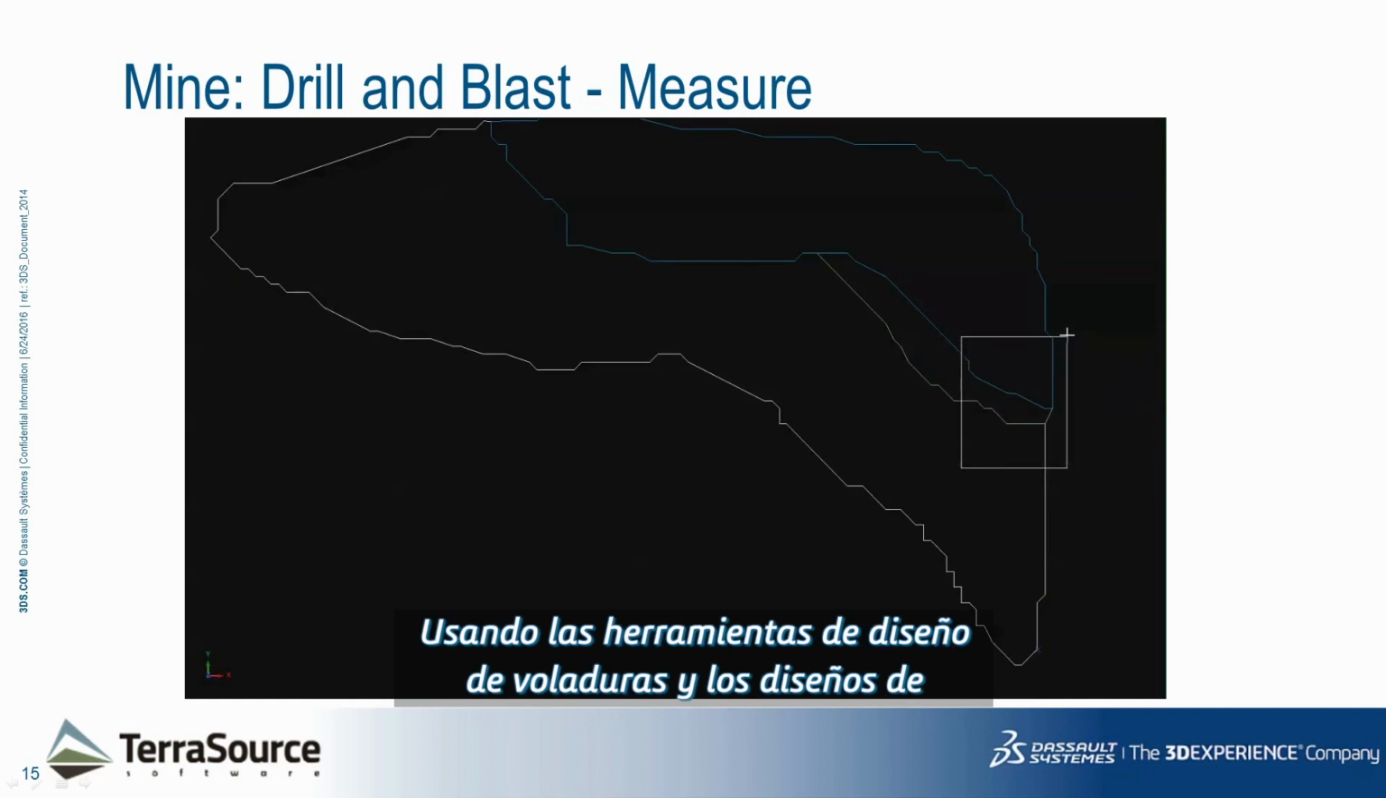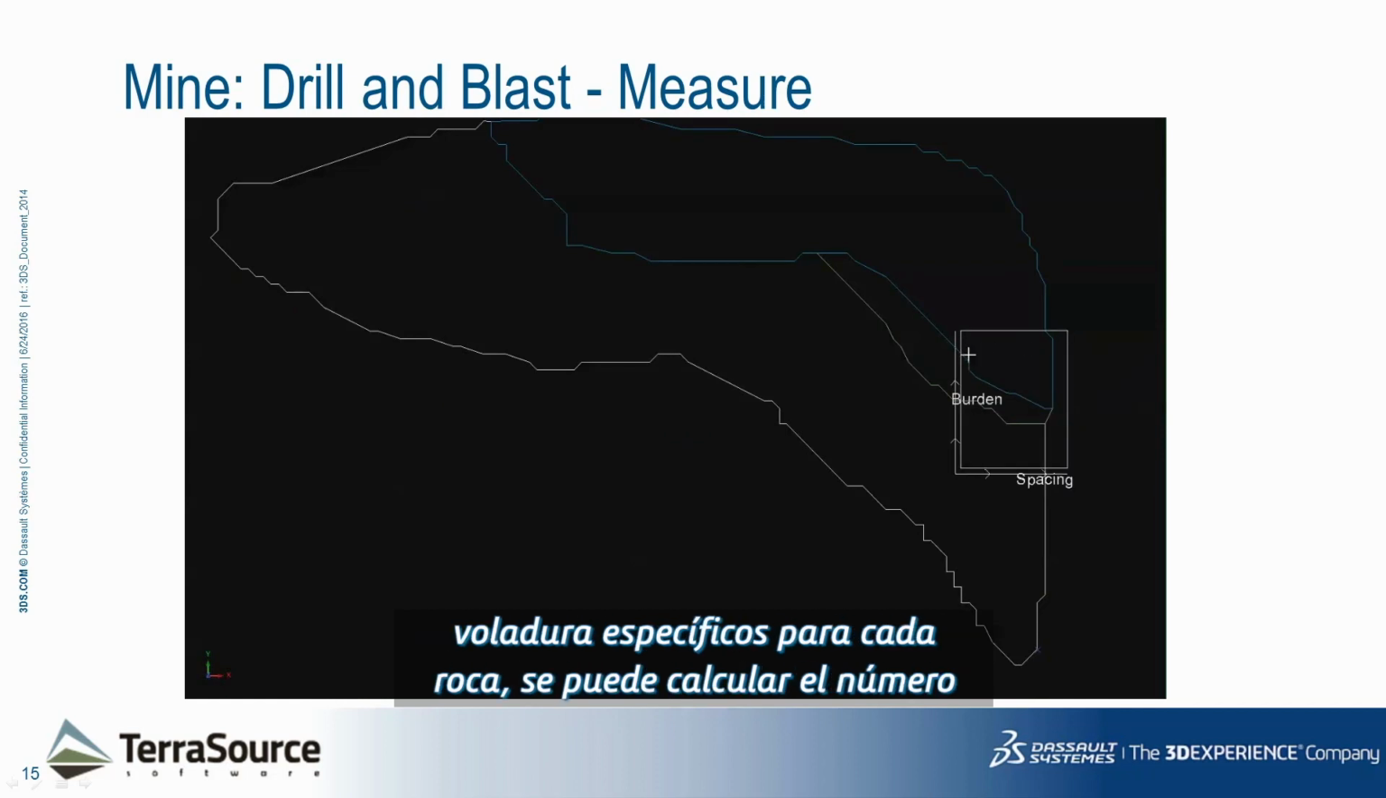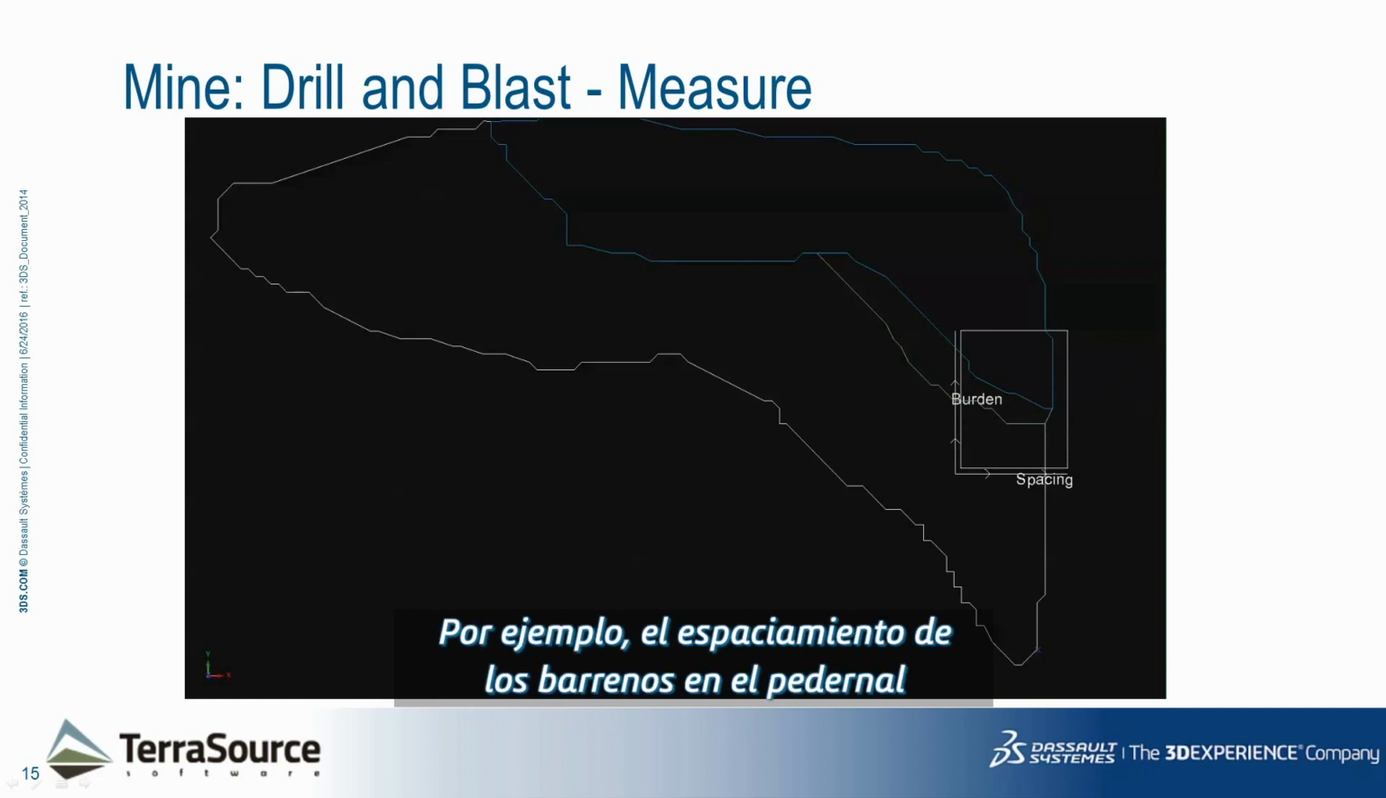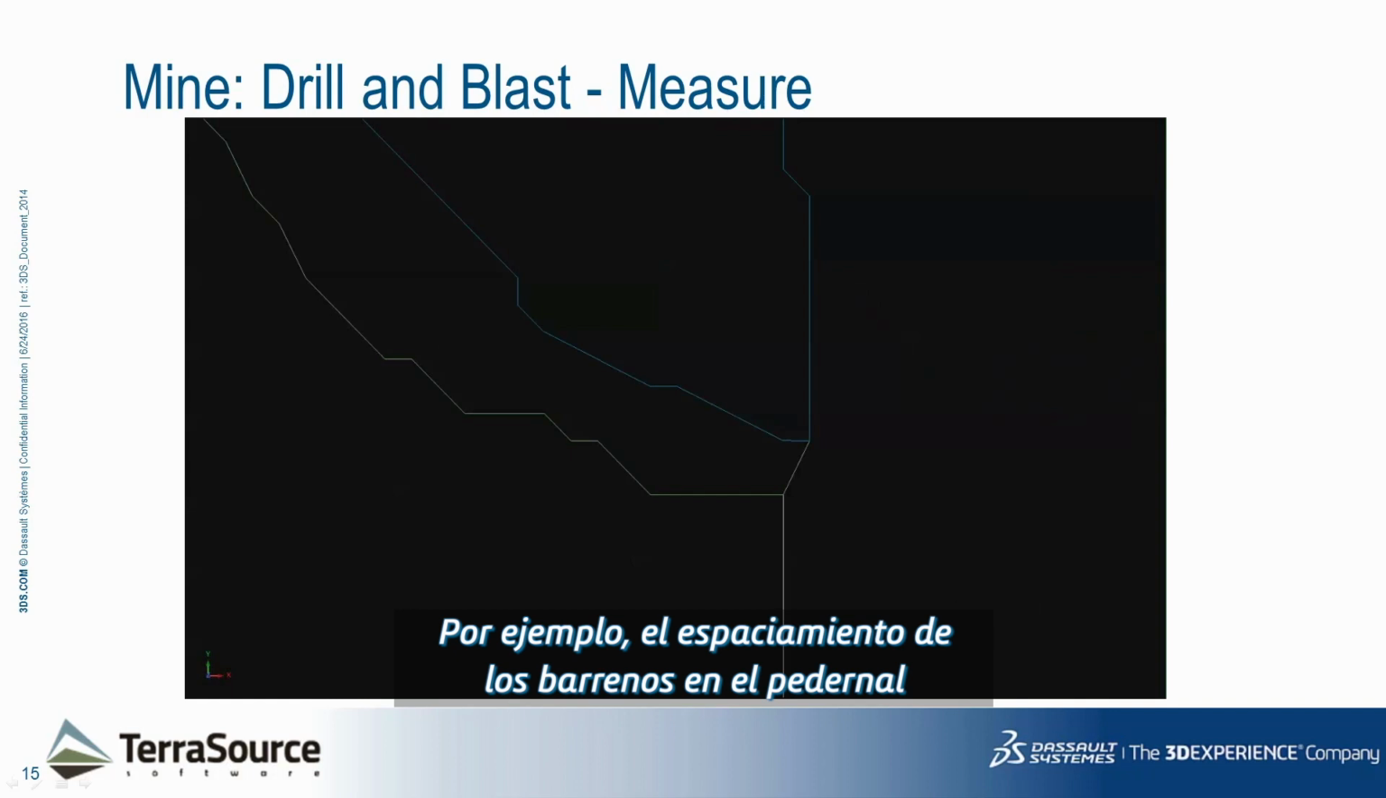Using the blast design tools and blast patterns specific to each rock type, an optimal number of blast holes can be calculated. For example, blast hole spacing in the chert bed could be wider since the material will not be crushed and will be wasted.